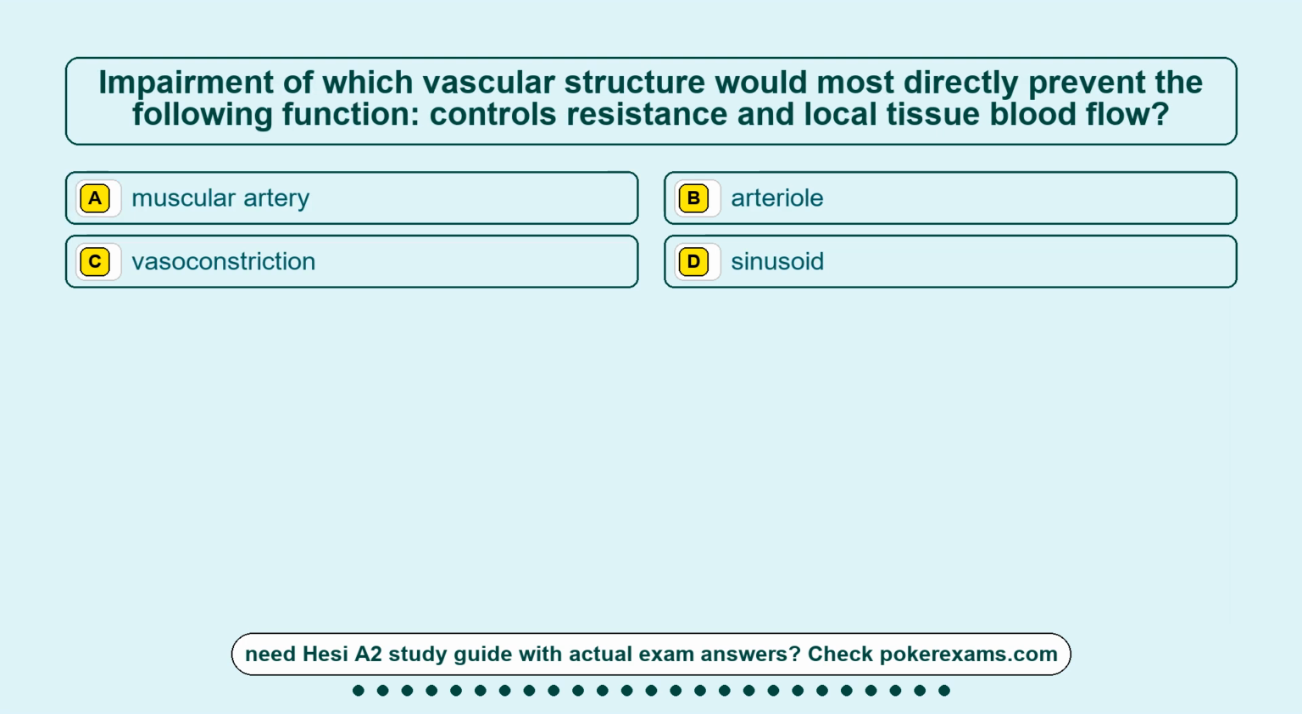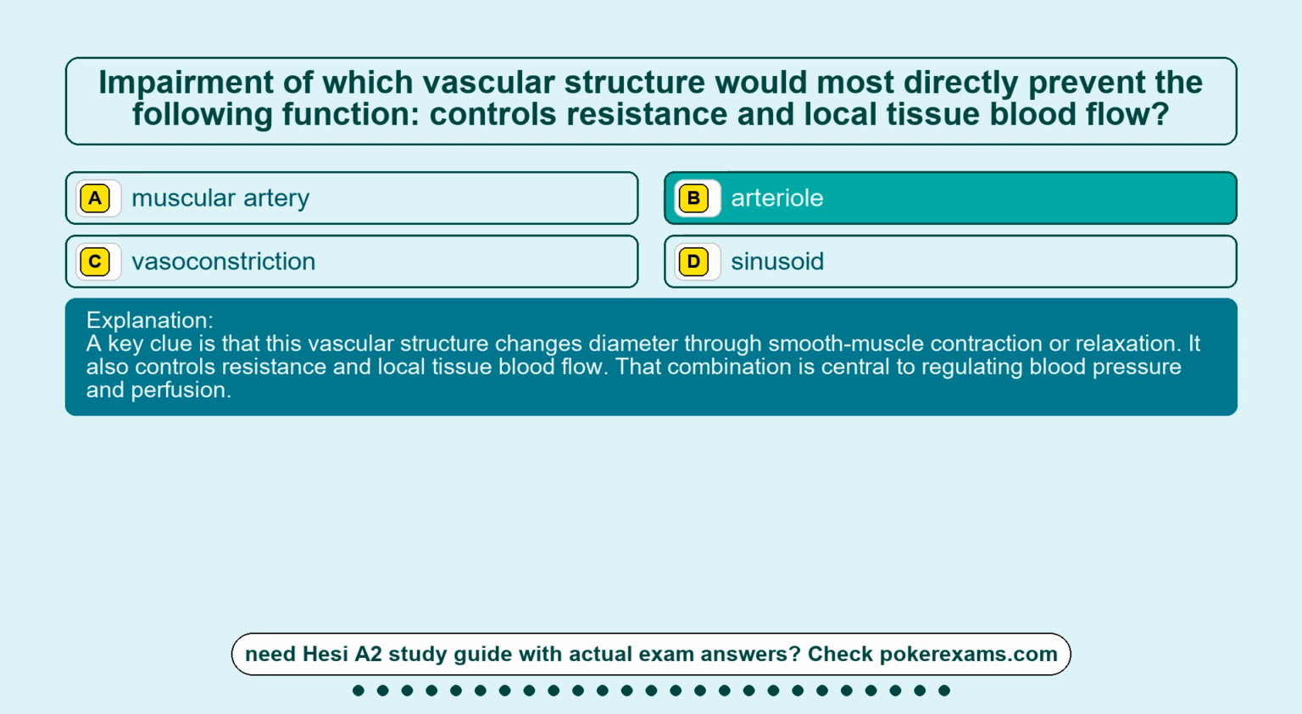Question 6. Impairment of which vascular structure would most directly prevent the following function? Controls resistance and local tissue blood flow. Option A, muscular artery. Option B, arteriole. Option C, vasoconstriction. Option D, sinusoid. The correct answer is option B, arteriole.